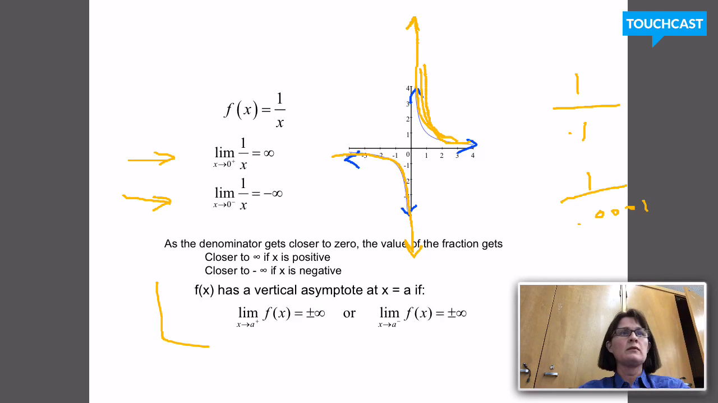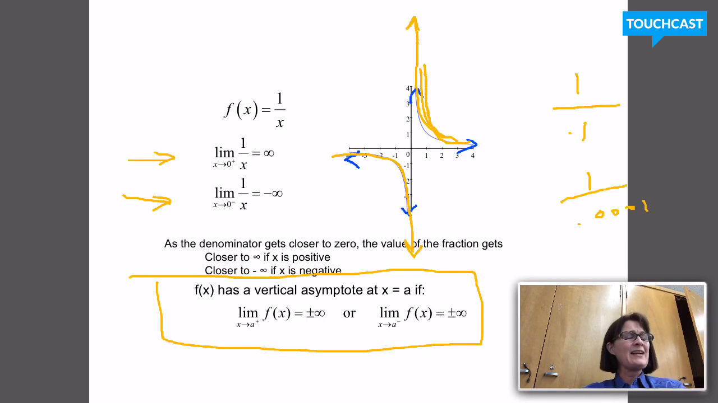So there's a place for this in your notes. f of x is going to have a vertical asymptote at x equals a if the limit as x approaches a from the right is equal to positive infinity or to negative infinity, or if the limit as x approaches a from the left is equal to positive or negative infinity.